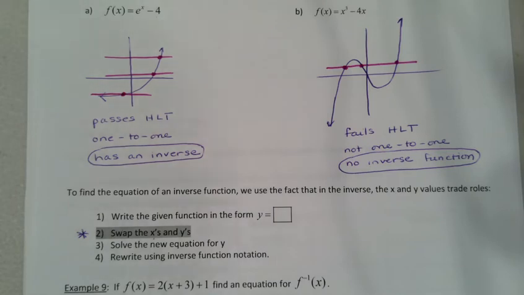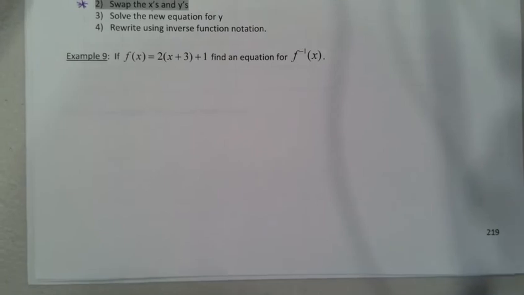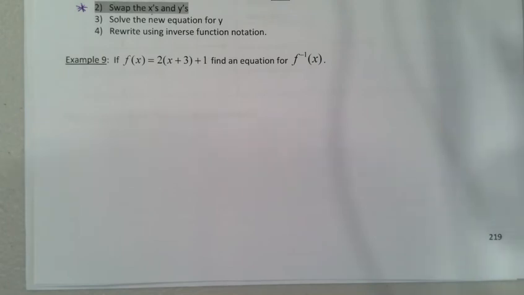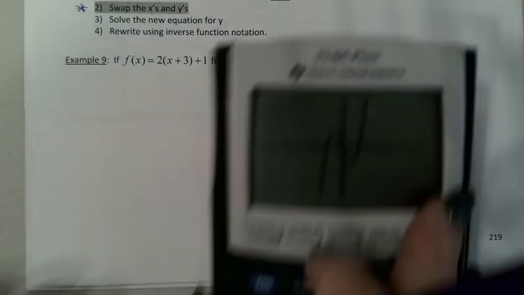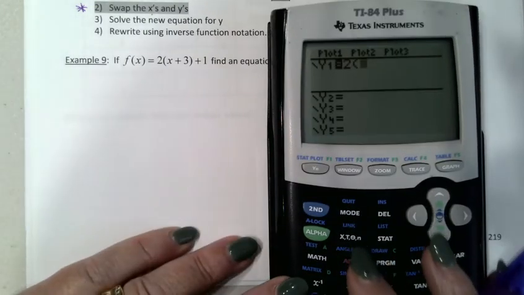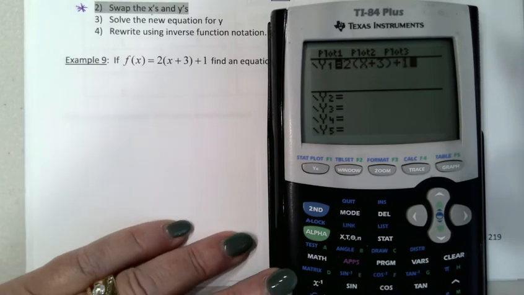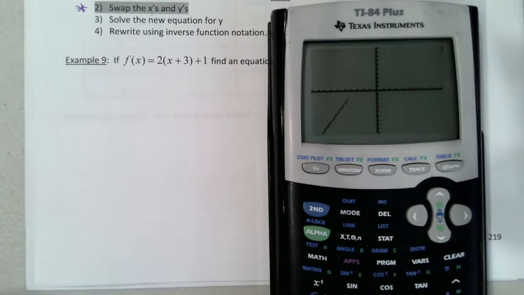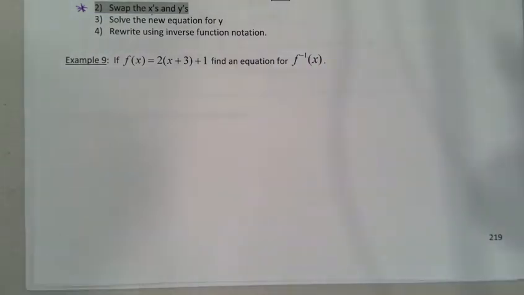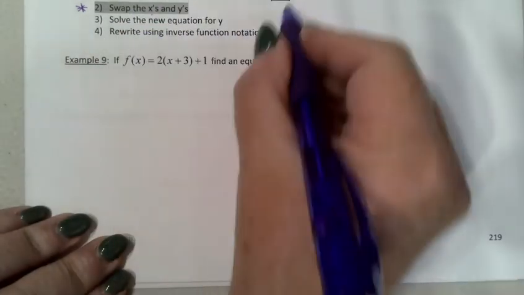All right, so my first function that I'd like to find the inverse of is f of x is 2 times x plus 3 plus 1. First of all, am I sure the inverse even exists? Well, it wouldn't take very much to find out. If I graph this, it's just a line. I would have expected that with the x to the first. And of course, that line certainly passes the horizontal line test. So yeah, it's perfectly good to find an inverse function. It will exist.